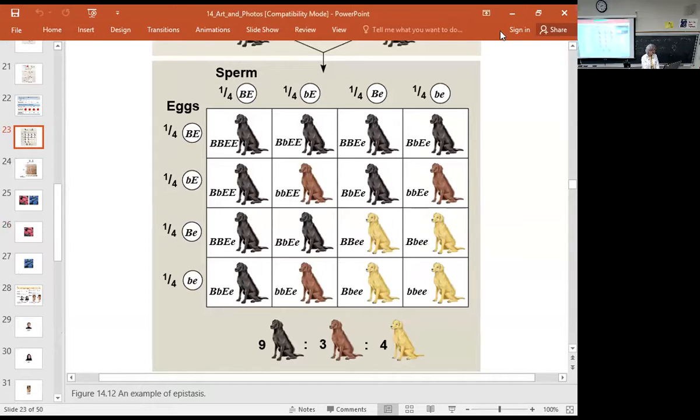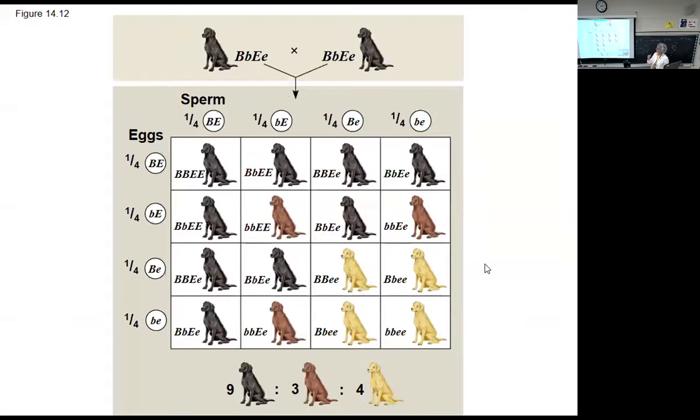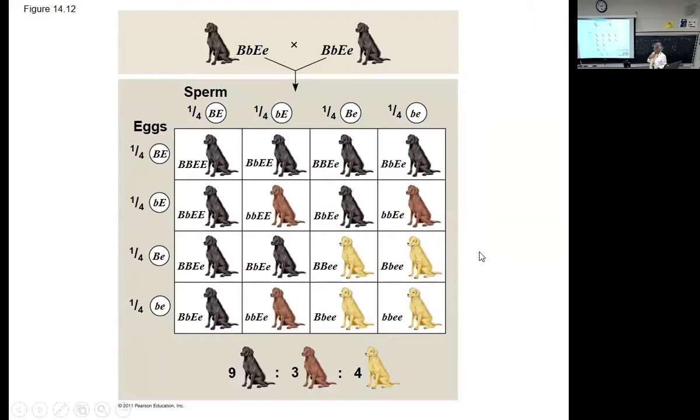There. Can you see it? Yeah. Okay. So we've got two genes here, the B gene and the E gene. Okay. Big B and big E.